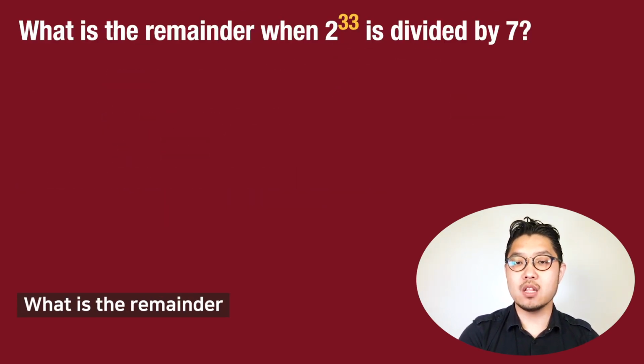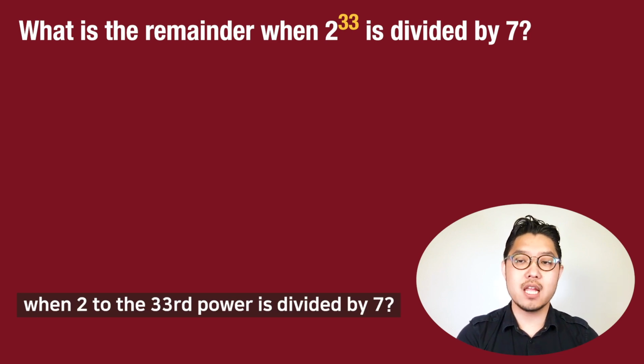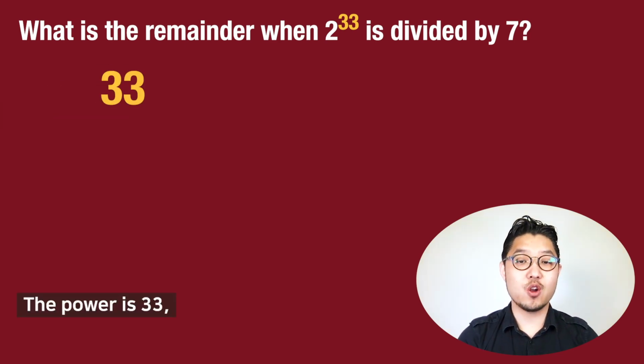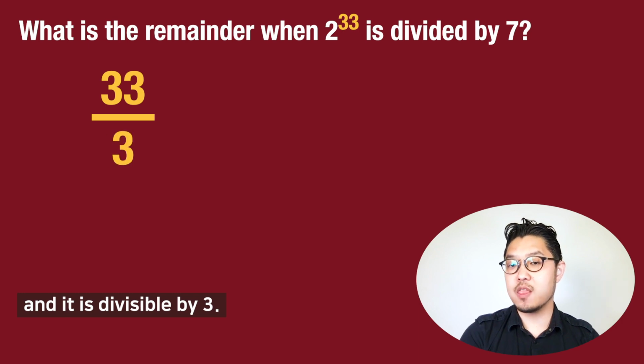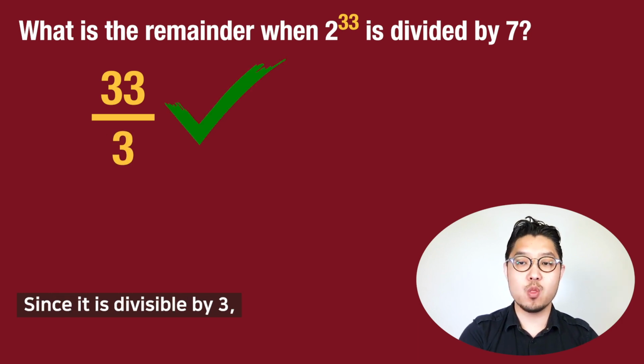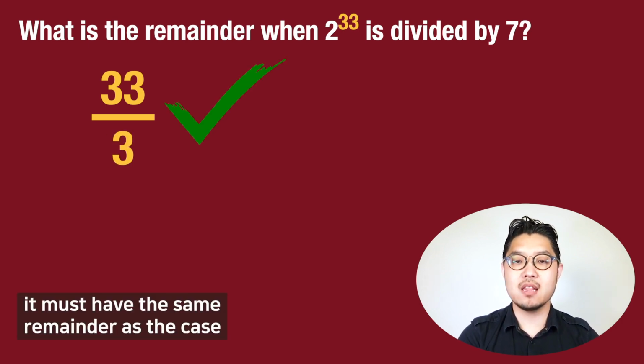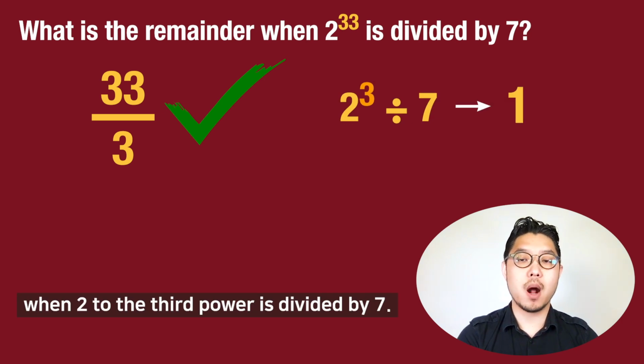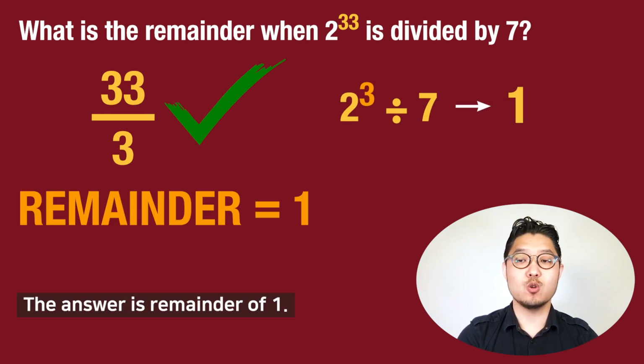What is the remainder when 2 to the 33rd power is divided by 7? The power is 33 and it is divisible by 3. Since it is divisible by 3, it must have the same remainder as the case when 2 to the third power is divided by 7. The answer is a remainder of 1.